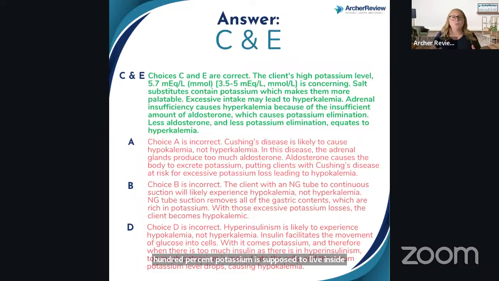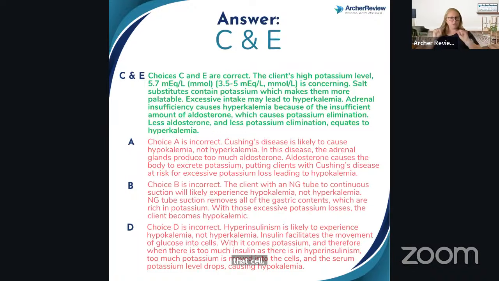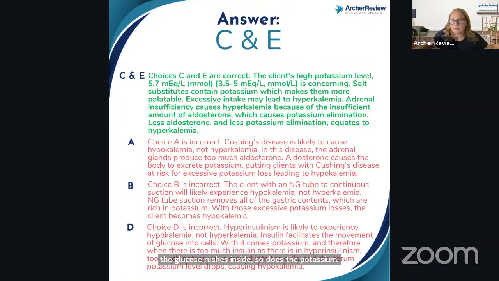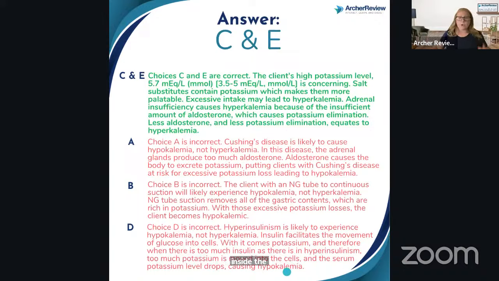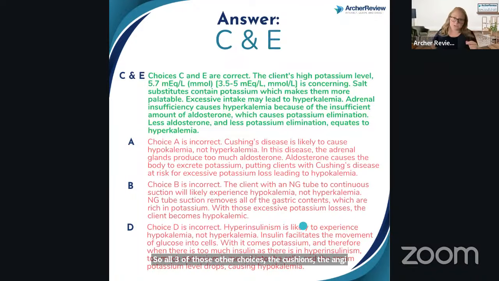You got it. So when the insulin opens up the cell and the glucose rushes inside, so does the potassium. And that's why if we have a boatload of insulin, hyperinsulinism, all that potassium is going to rush inside the cells, and that's what's going to lead to our hypokalemia. So all three of those other choices, the Cushing's, the NG tube, the hyperinsulinism, would cause a change in potassium level, but it would be low. It would not be that 5.7.